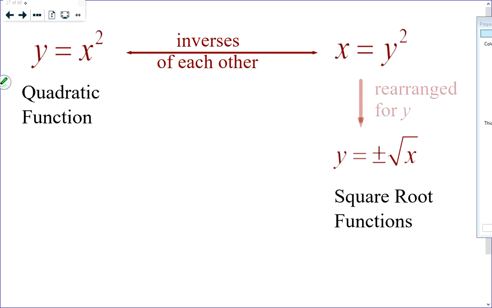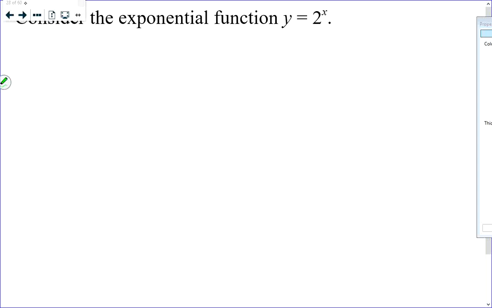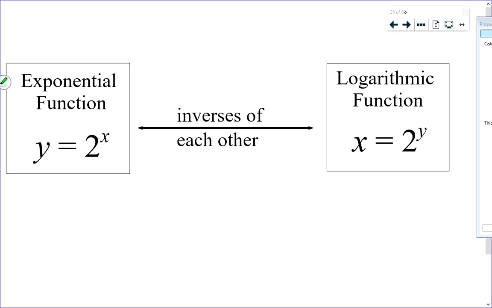Okay. So what if we take a look at this exponential function? Y is equal to 2 to the x. And I say, well, what's the inverse of it? Well, that's easy. You swap x and y.